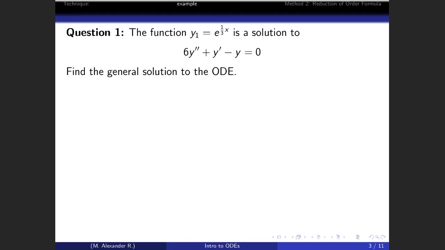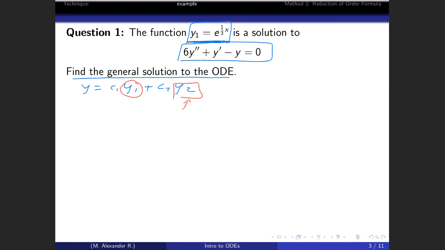Let me give you a specific example. Again, the differential equation is given to us, and also one function that is a solution is given to us. That's the catch. Now what we need to do is find the y2 function. The question here is asking you to find the general solution of the differential equation. The general solution is y equals c1 y1 plus c2 y2, but that's assuming that you know y1 and y2. The y1 is given to you, but the y2 is what we're looking for. We need to find the y2 function.